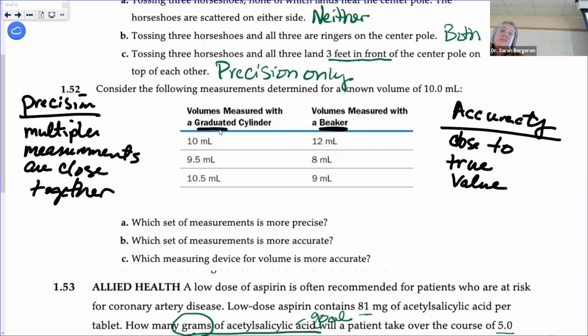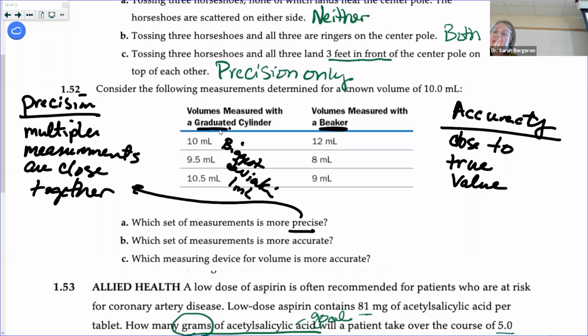Okay, so let's see if the data supports that. Which set of measurements is more precise? Graduated cylinder or beaker? Precise, because we said precise is multiple measurements close together. So the biggest deviation is what? Between 9.5 and 10.5. So that's 1 mil, right? This varies by 1 mil.